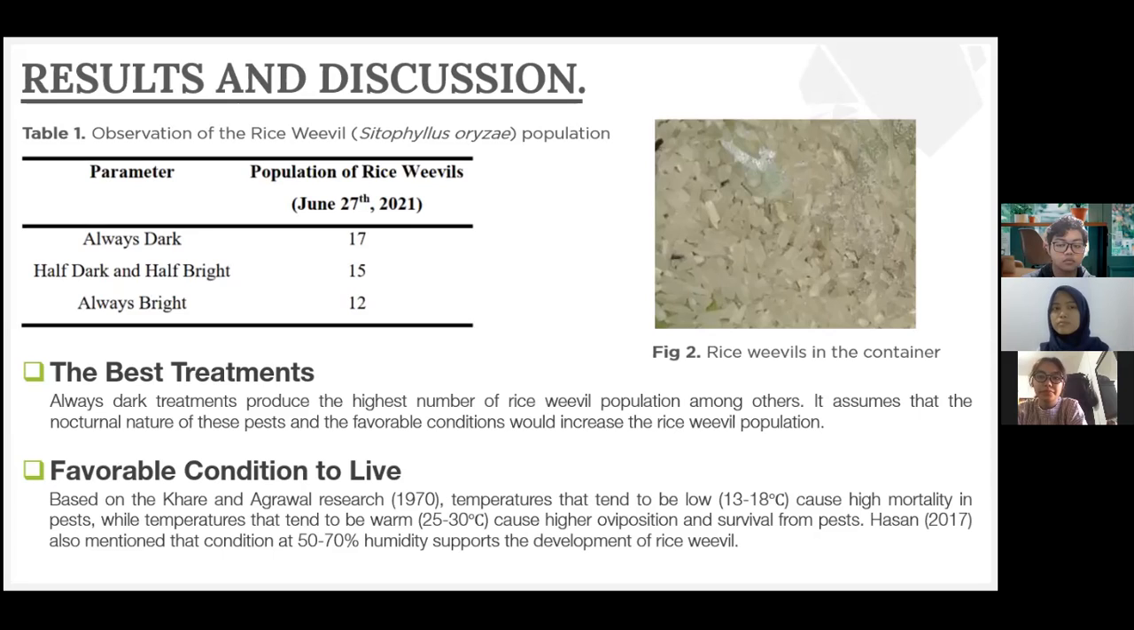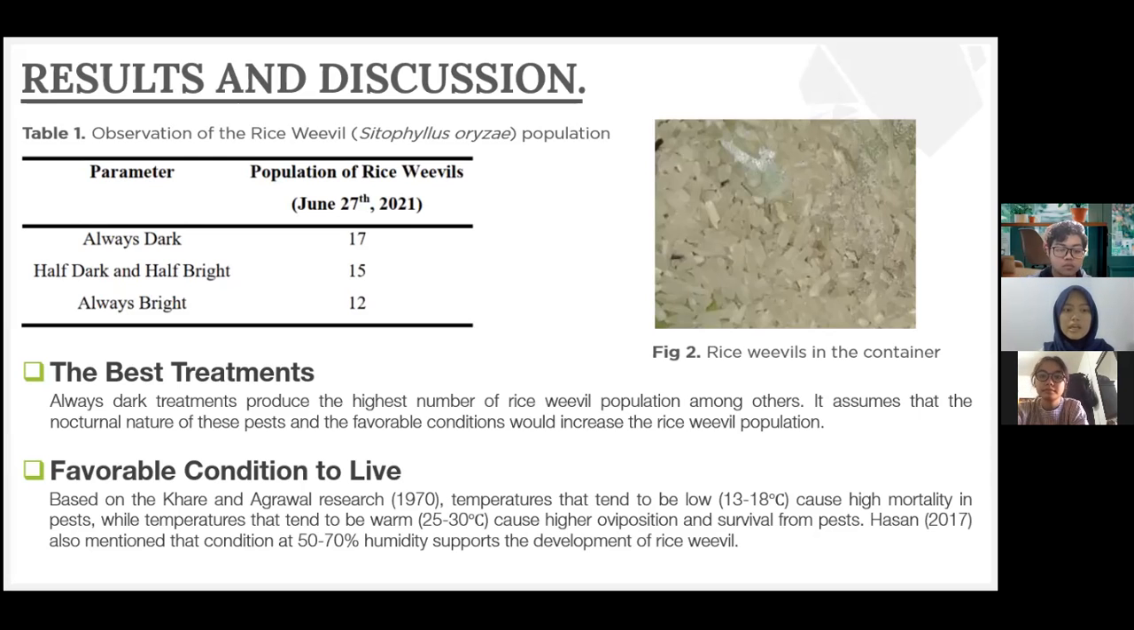In the always dark treatment, the rice weevils can produce the highest number of population. It is assumed that the nocturnal nature of the pests and the favorable conditions would increase the rice weevil population.